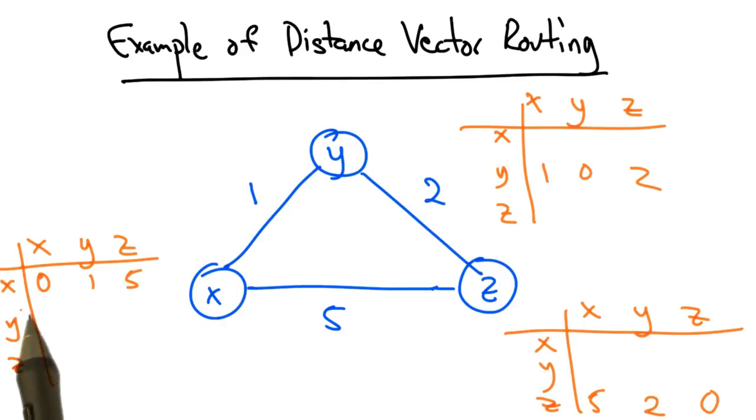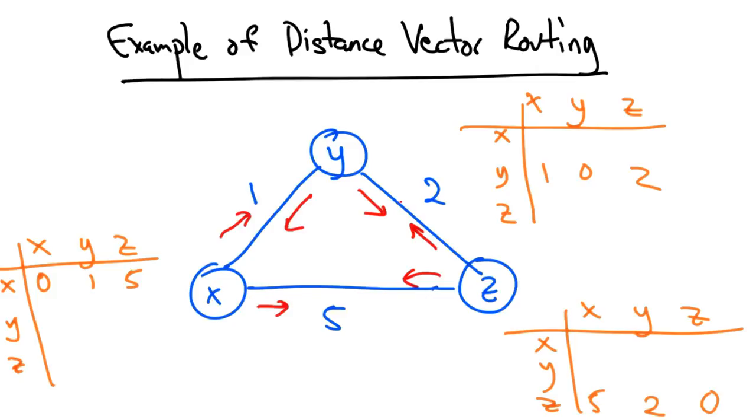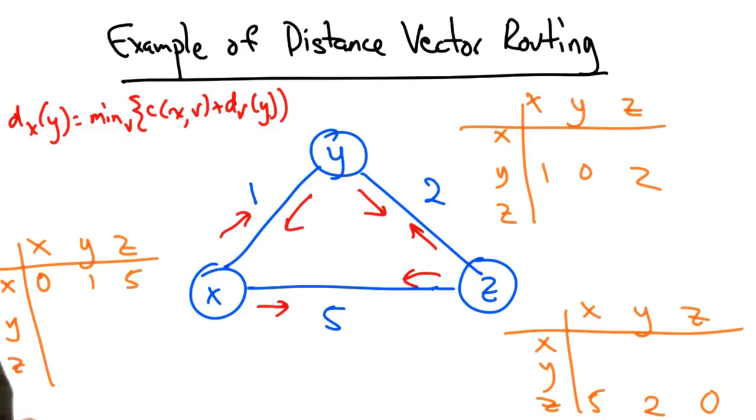Similarly, the shortest known distance between x and z to x at the outset is 5, because all it knows is the direct path. Note that a shorter path between x and z exists via y, but x simply doesn't know about it yet. Now in distance vector routing, every node sends its vectors to every other adjacent node, and each node then updates its routing table according to the Bellman-Ford equation.